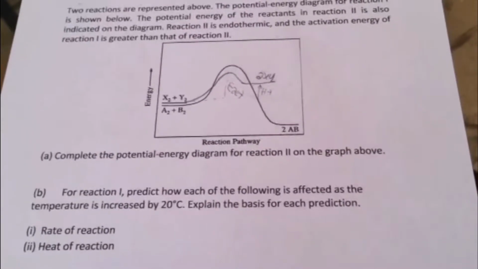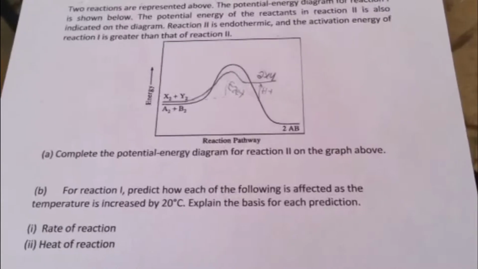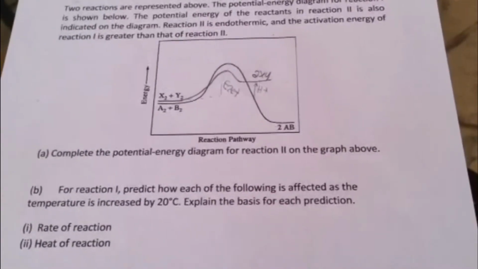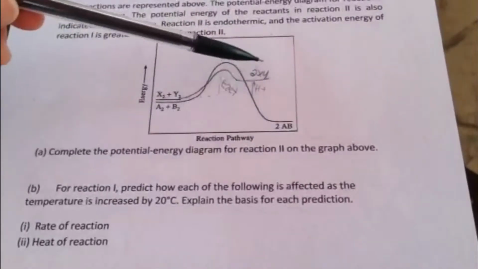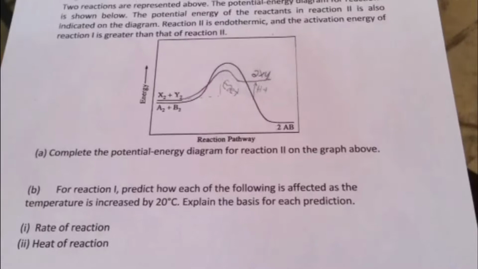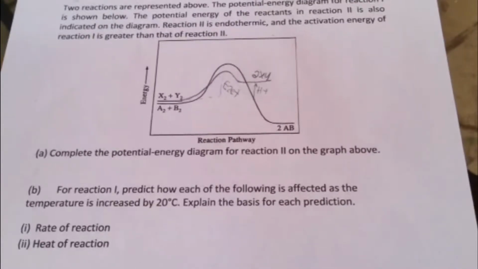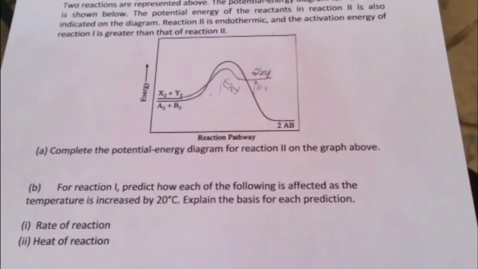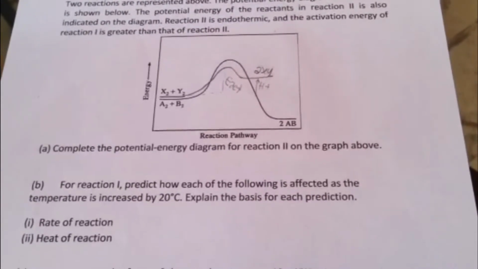Part 1, rate of reaction. The rate of reaction is going to increase with an increase in temperature. Because of the increase in temperature, there is an increase in kinetic energy, meaning that molecules will move faster and collide with each other more often, and more molecules can overcome the required activation energy, speeding up the rate of the reaction. This overall increase in energy due to the increase in temperature will speed up the reaction.